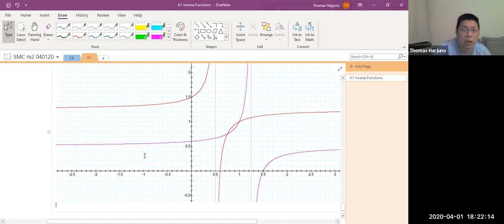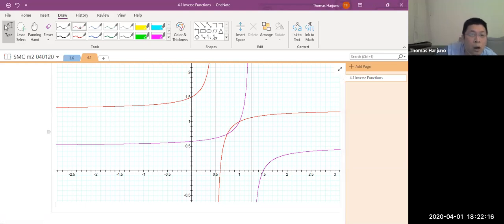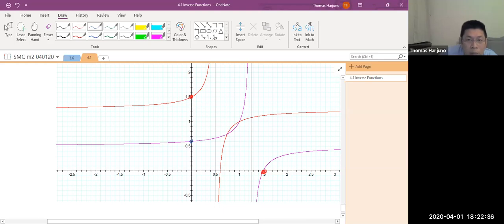Now notice that our original function's x-intercepts now become the inverse function's y-intercept. And our original function's y-intercept now becomes our inverse function's x-intercepts.